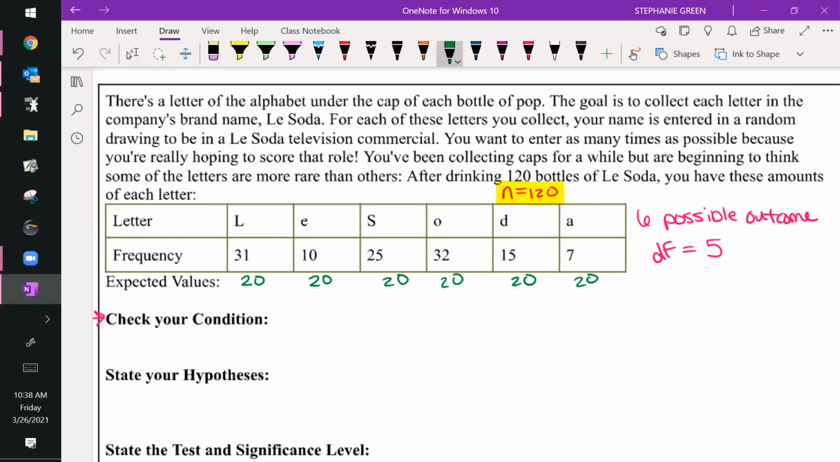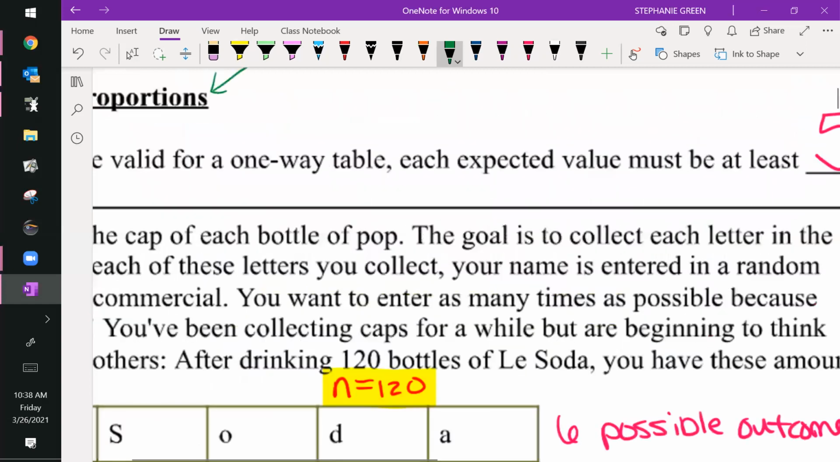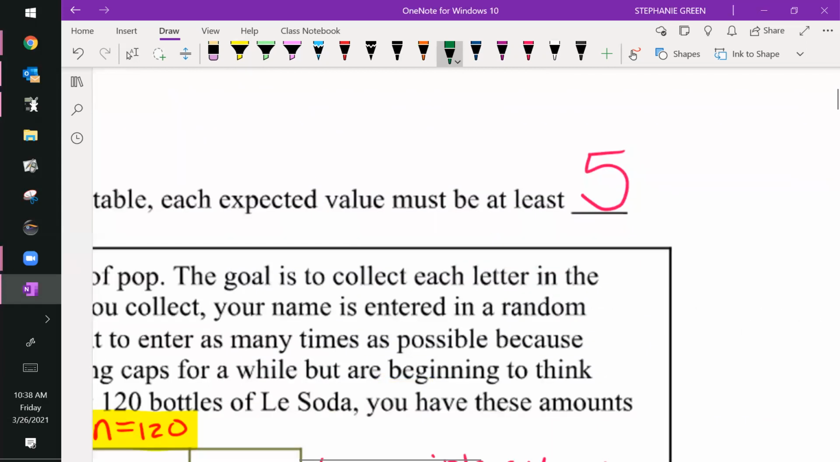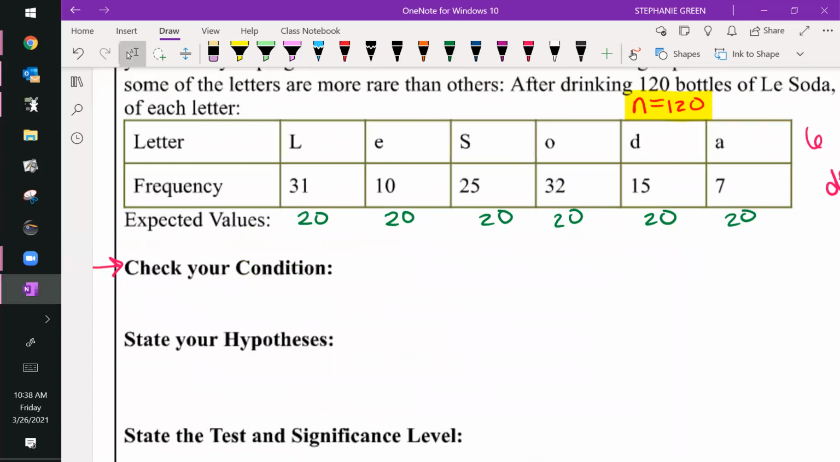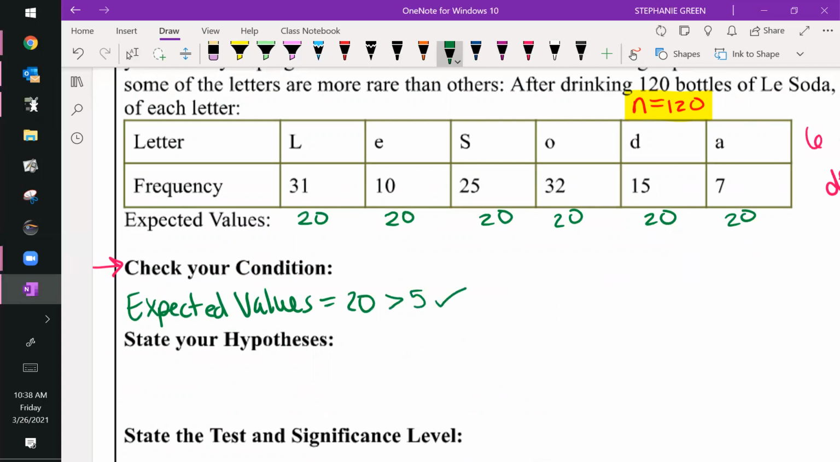So our condition, back up here, is that each of our expected values has to be at least 5. Was that met? Absolutely. All of our expected values are 20. Makes that easy to check. And 20, of course, is greater than 5. So we have met our condition. We can go ahead with our significance test.